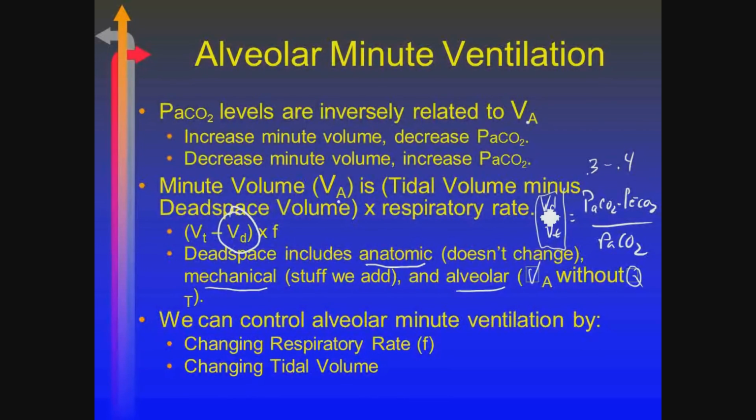This calculation, when I measure this VD/VT, we're going to call physiologic dead space. And that's a combination of anatomic and alveolar. What we don't measure with this is the mechanical, because normally on a spontaneously breathing patient there is no mechanical dead space. Unless you're underwater breathing through a snorkel, then there is. But that's a whole separate issue. If I combine all three of them, I'm going to call it total dead space. I use that term specifically.